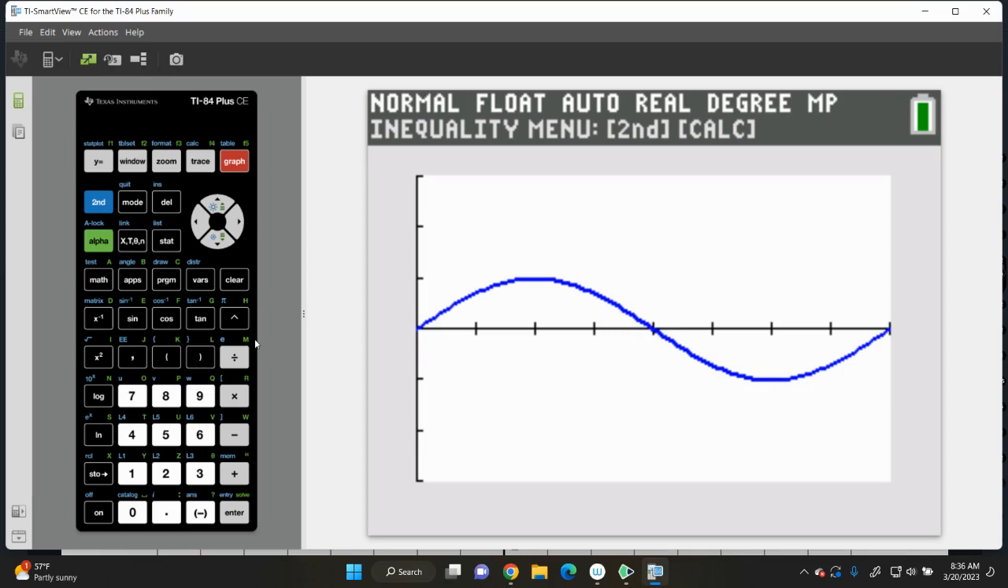Okay. All right, so what I'm going to do, I'm going to give you another blank sheet. And I want you to graph y equals sine x from negative 2 pi to positive 2 pi. Okay. Y equals sine x from negative 2 pi to positive 2 pi.